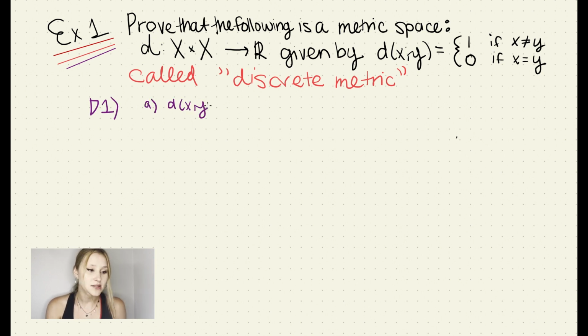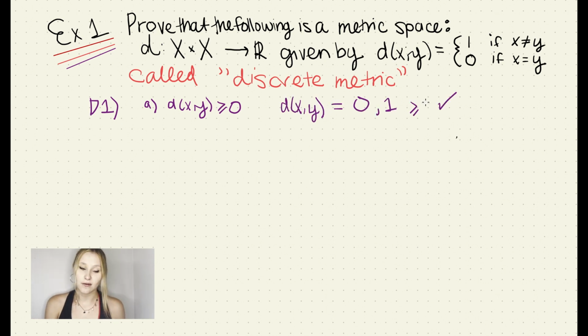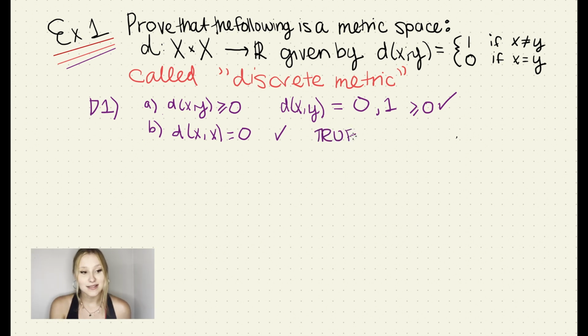And let's do it. D1, let's do the first part. So distance between x and y is greater than or equal to 0. Great. The distance could either be 0 or 1. That's greater than or equal to 0. Good. Next part. The distance between x and itself is 0. True. Pretty self-explanatory.